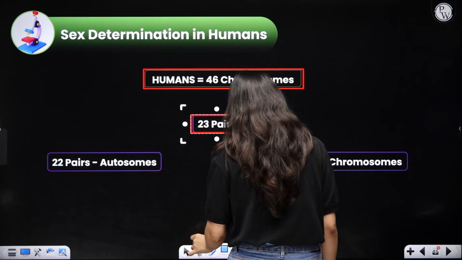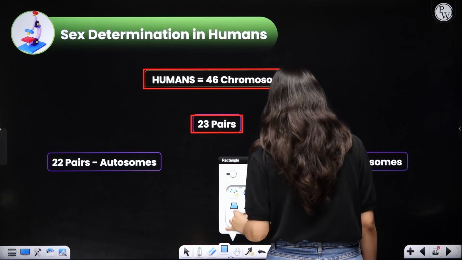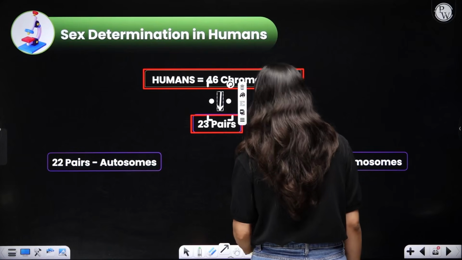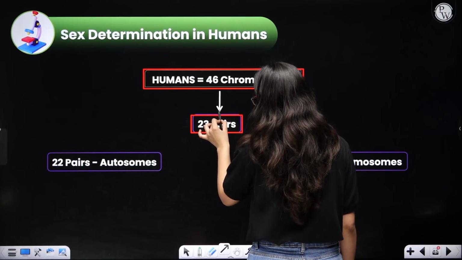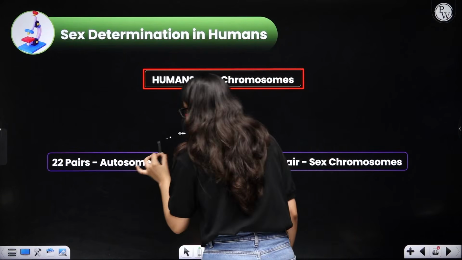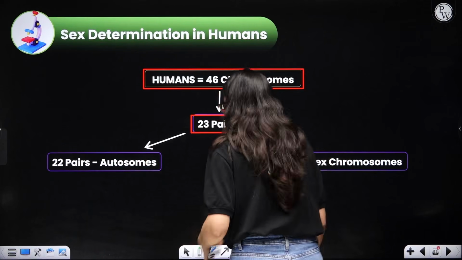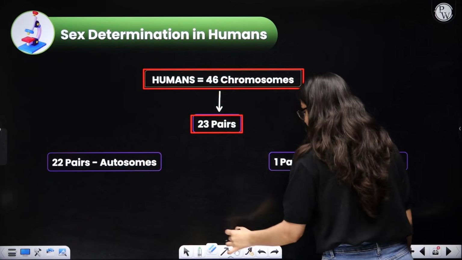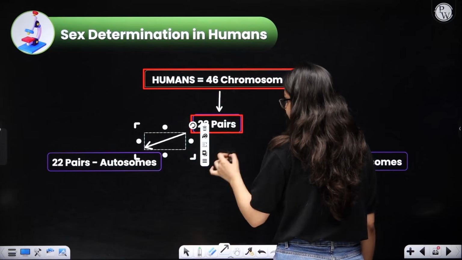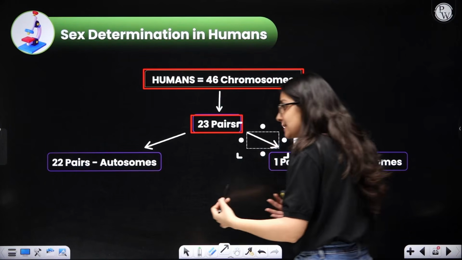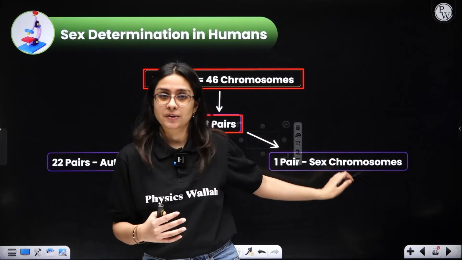You say 46 chromosomes, or you can also say 23 pairs. It is one and the same thing. Now, beta, out of those 23 pairs, 22 pairs are autosomes, which are common in males and females. And one pair is actually called the sex chromosome, that is different in males and females, and it also decides the sex of the person.